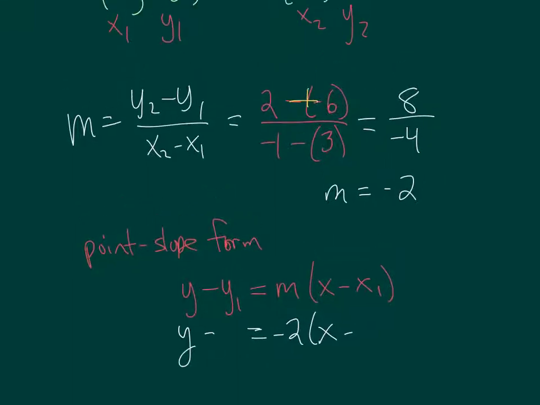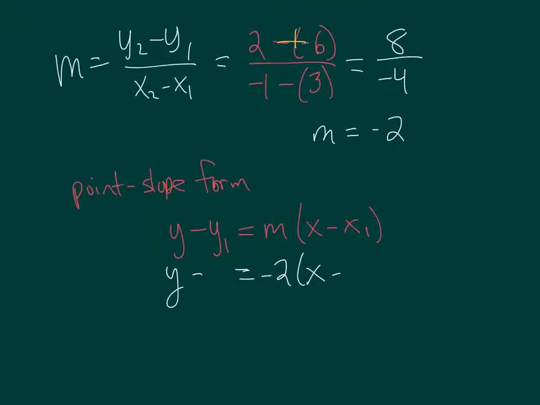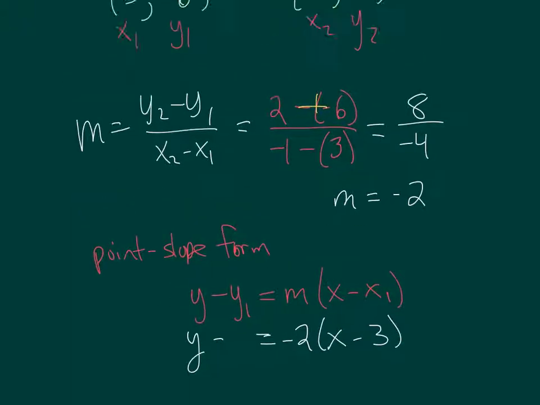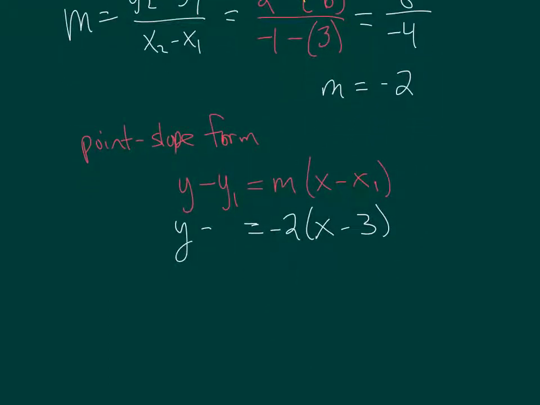Okay, going back up to our original point, x1 was 3. Plug that in right here. And y1 was negative 6. So we've got negative 6 there. Alright, so this would be point slope form. If you wanted to simplify it just one more step, negative negative makes a positive. So here y plus 6 is equal to negative 2 times x minus 3. That would be your very first answer for point slope form.